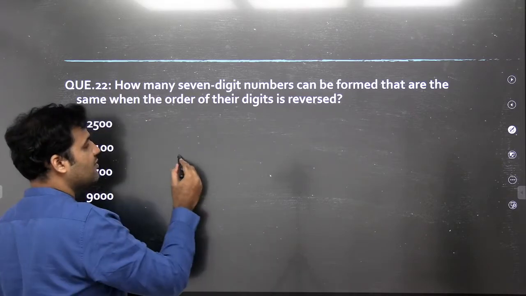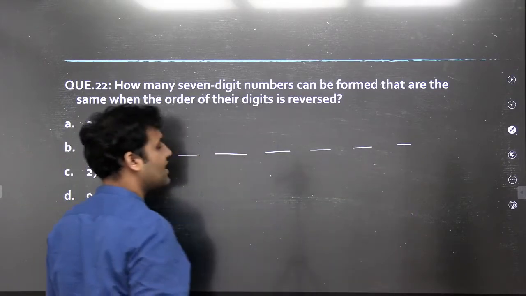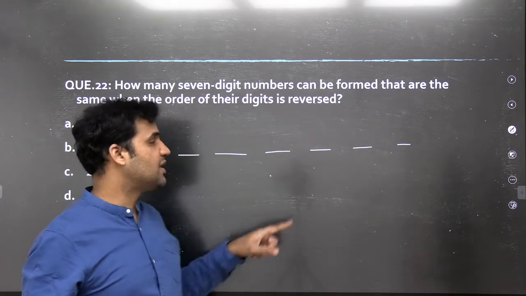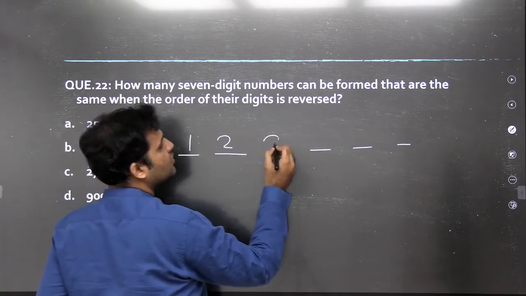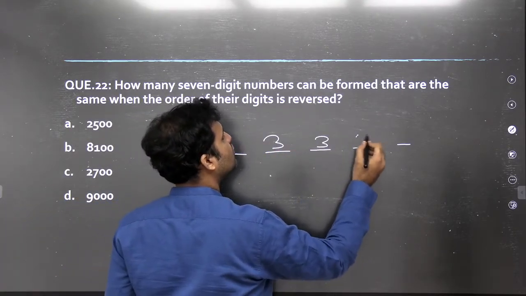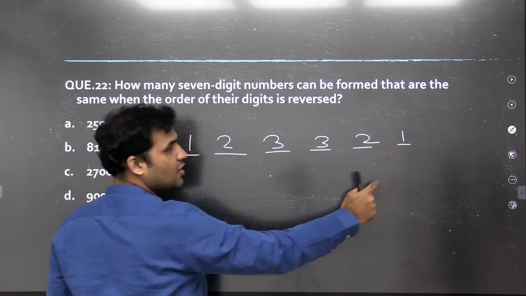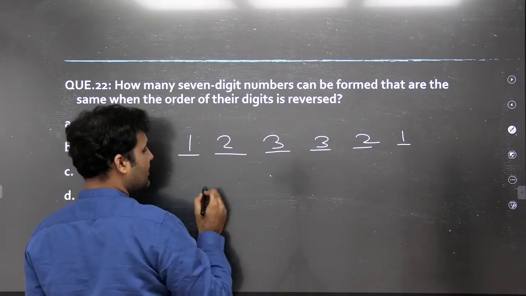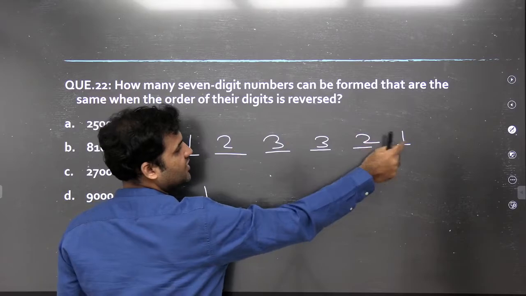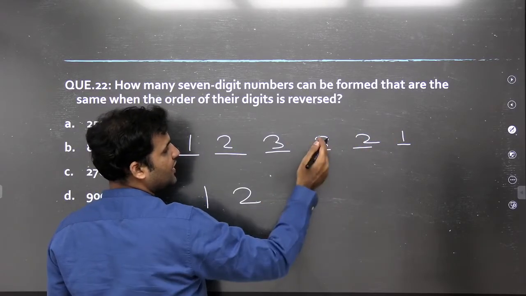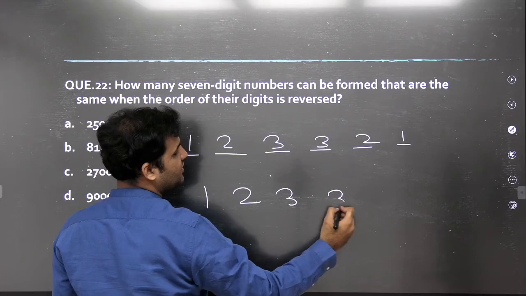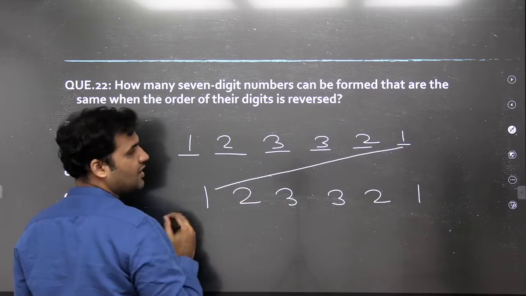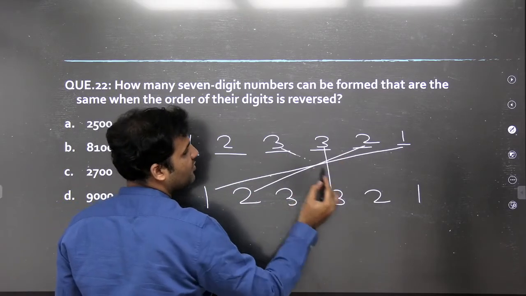Guys, palindromic numbers are those numbers which are read as the same number when you reverse the order of the digit. That means if I write down any number, 1, 2, 3, 3, 2, 1, and I reverse the order of the digit, that means I start reading this number from the last digit, the same number will appear again. See, the last digit is 1, the second last digit is 2, the third last digit is 3, the fourth last is 3, and then 2, and then 1. So you see, when you reverse the order of the digit, the same number has appeared.